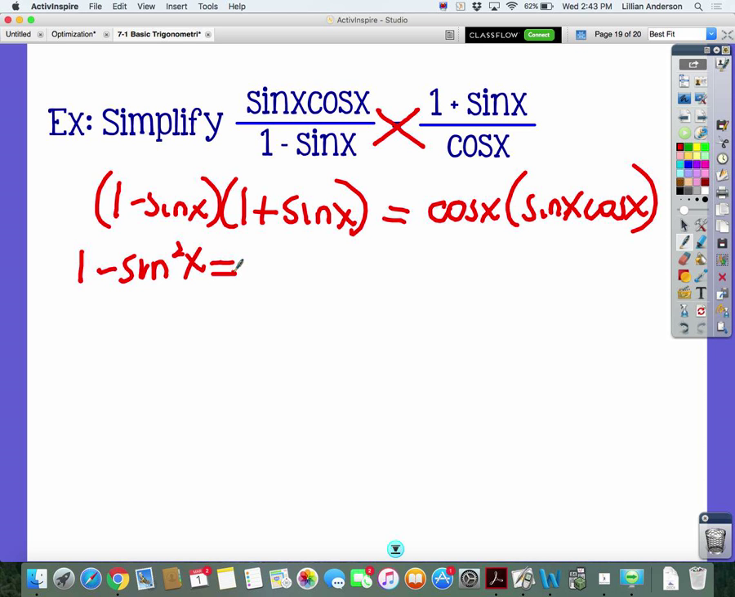equals, what am I going to do over here? Distribute. Now, when I distribute that cosine to that sine x cosine x, that's one term. So that turns into a sine x cosine squared x. Why is it one term? Because it's just straight multiplication, it's not an addition, so sine x cosine squared x is one term.